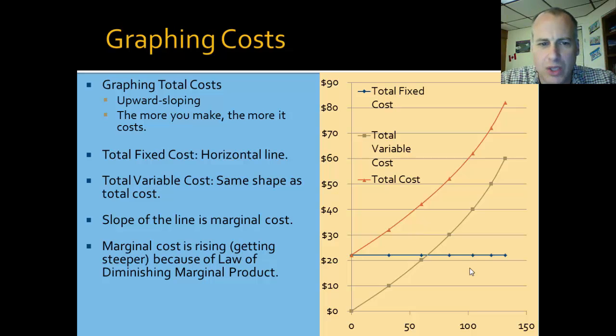And this is because of the law of diminishing marginal product that we thought about when we thought about production functions. As each worker becomes less productive at the margin than the one before, it must be getting a little bit more expensive to squeeze additional output out of each additional worker.